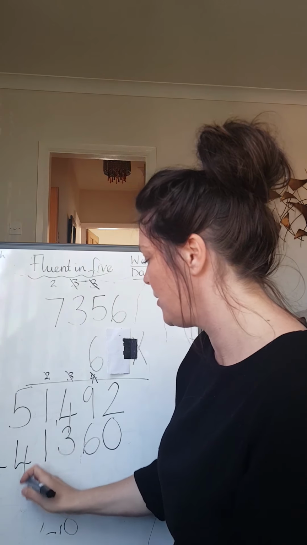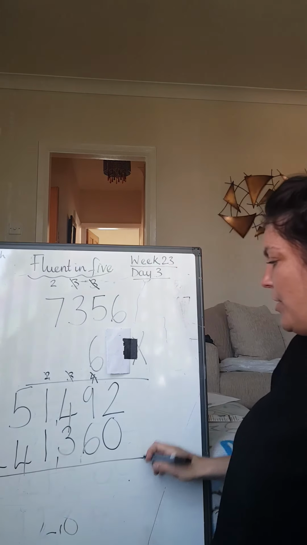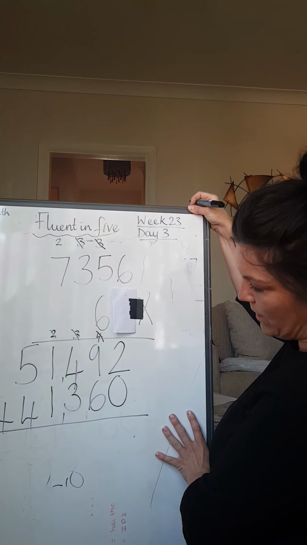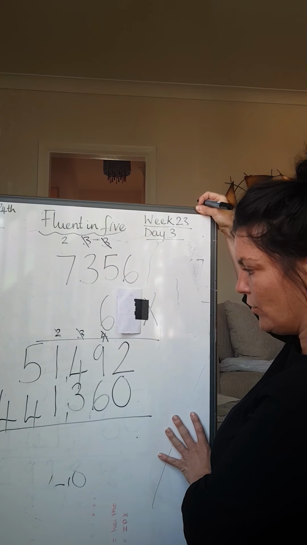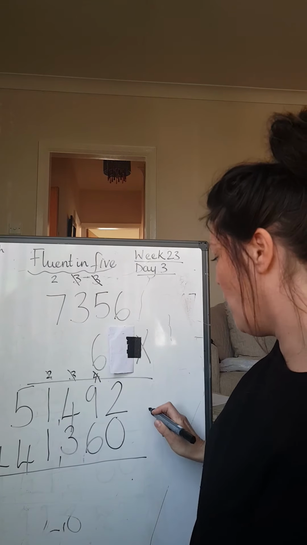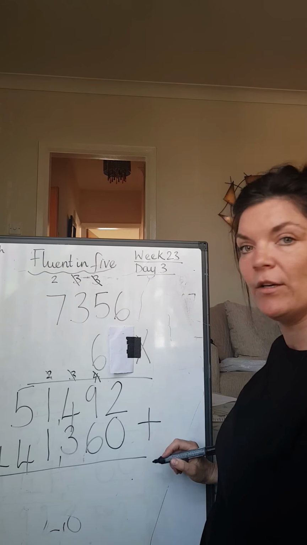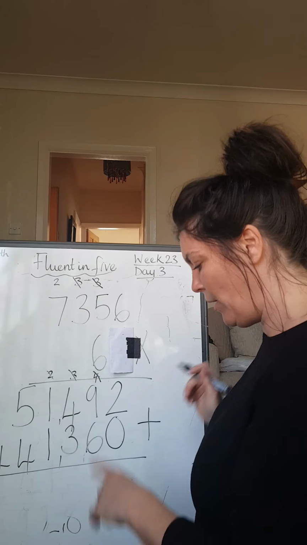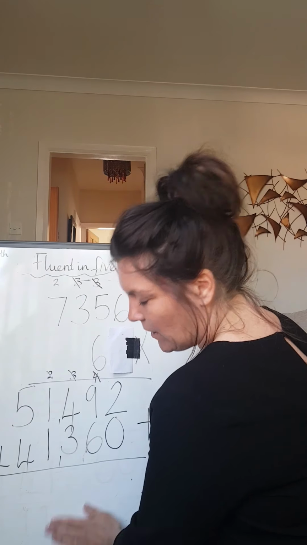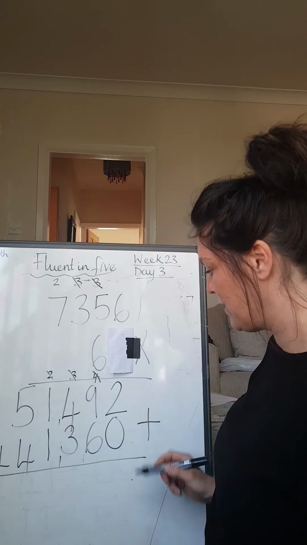No more maths to do. Add my 2 numbers together. I hope you can see those answers. So 51,492 add 441,360. Remember, you're allowed to make one little calculation error on this and you'll still get yourself a point.